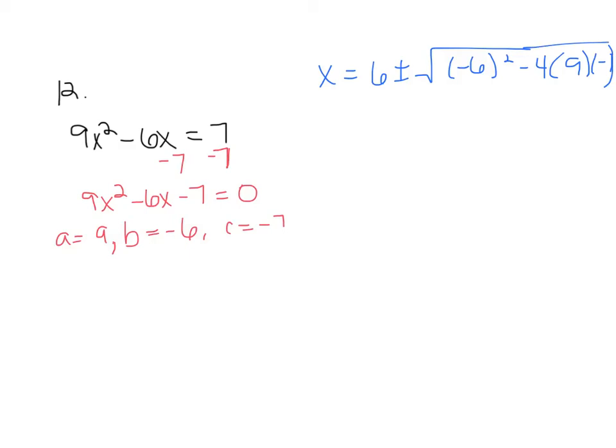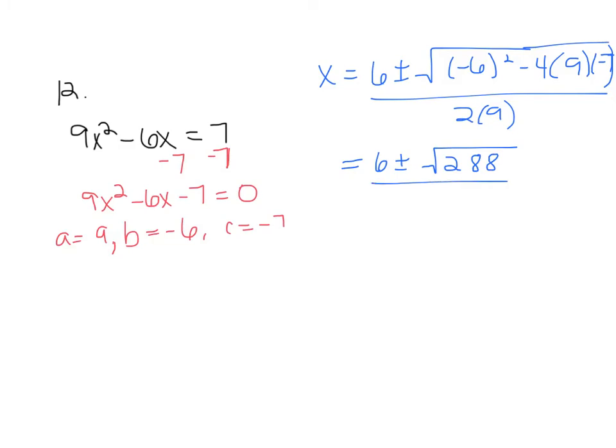Almost ran out of room there. That's a 7, sorry. All over 2 times a. Okay, and then we're going to find our discriminant. And that number here is 288. So we'll rewrite this using the discriminant in place of, or putting it where it should be.